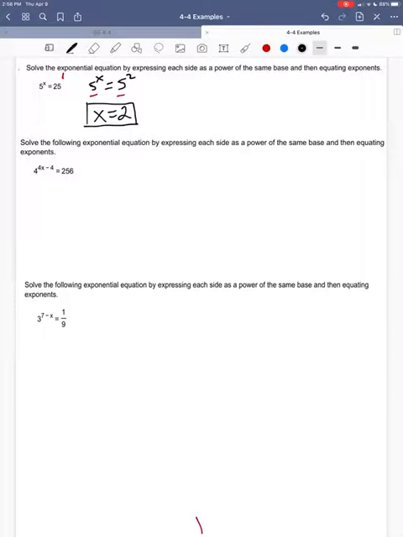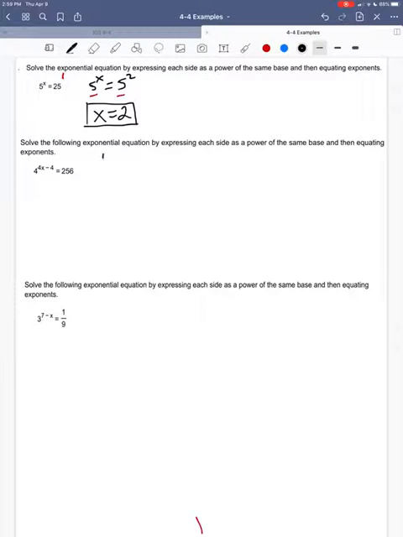The second equation is similar. Here I've got 4 to the 4x minus 4 equals 256. I would look at this and say, is there any way I can rewrite both sides as the same power? To look at that then I have to think about, can I get 256 from 4 to a power?